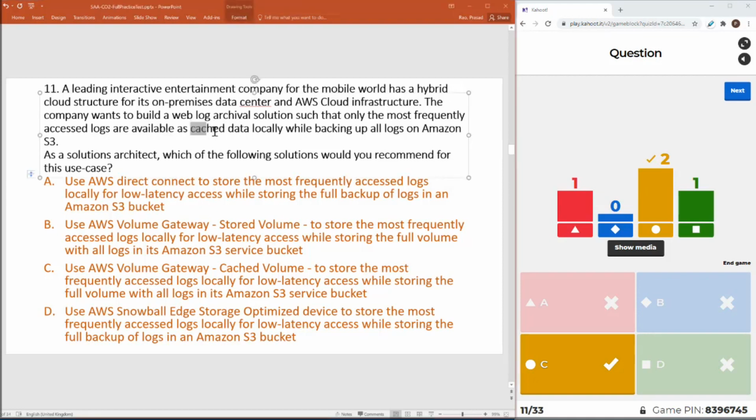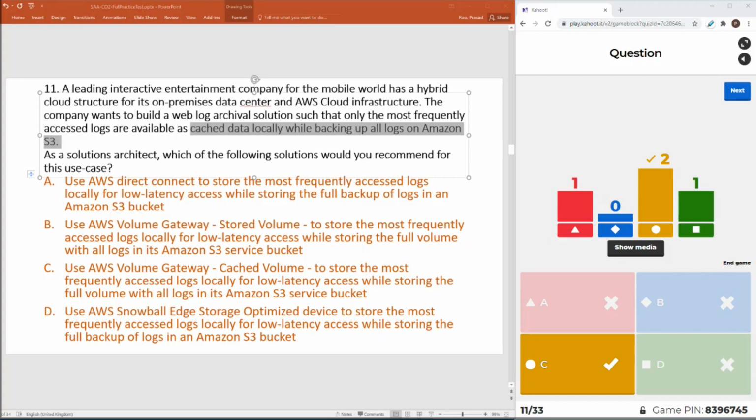So they want two things here. One is the data should be backed up onto S3, and the data should be cached locally. And for that, we have AWS Storage Gateway, and AWS Storage Gateway has multiple types. We need to understand all the different types of the gateway. And in the volume gateway, there are two types: stored volume and cached volume. So you should be understanding that.